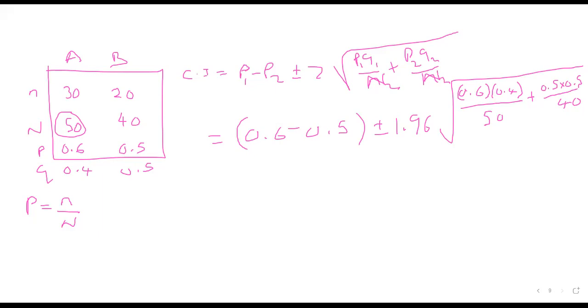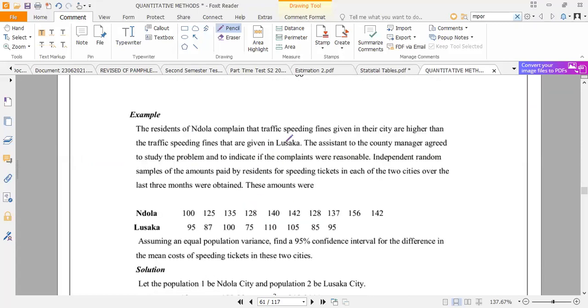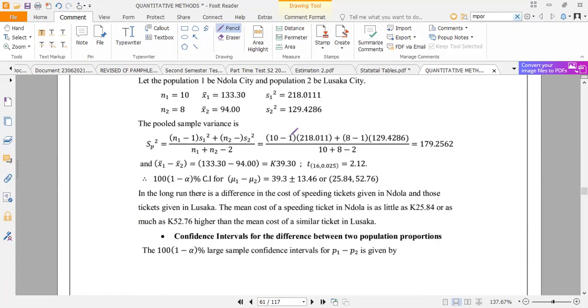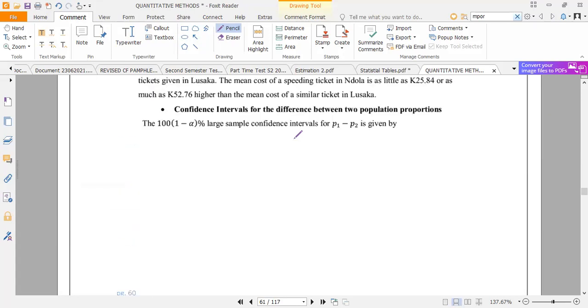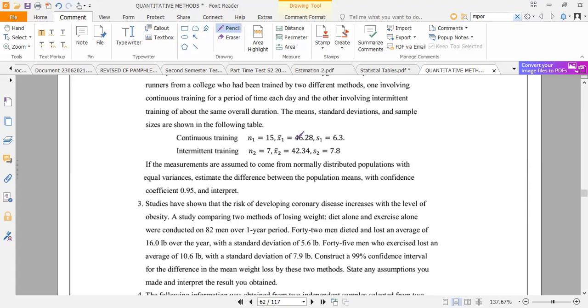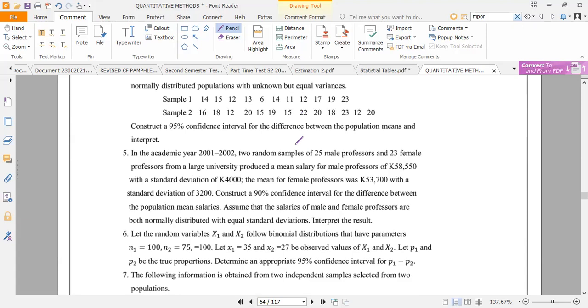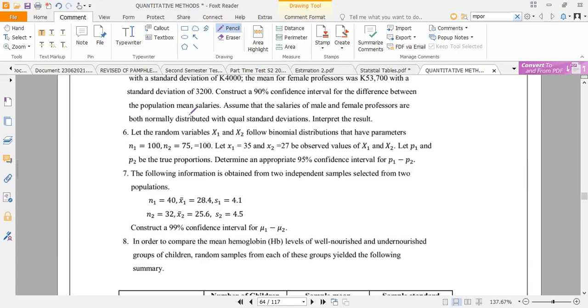Any questions thus far? We are sometimes given questions that have two proportions, and you need to calculate the P. Most people fail to understand how to calculate P. It's simply the difference between the two sample sizes. You take the bigger N and divide it by the small n.